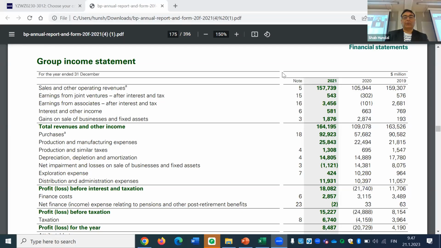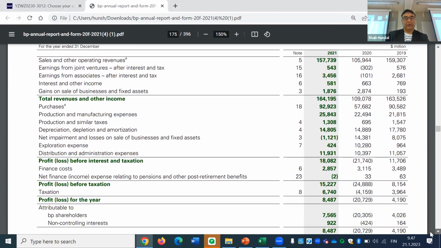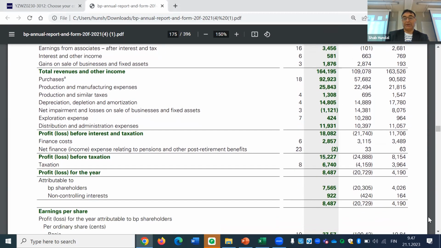And yesterday we had some discussion about the two components of operating return on equity. The numerator was the operating profit, and the denominator was the shareholders' equity. So we try to do some calculations now with the real case company, British Petroleum.